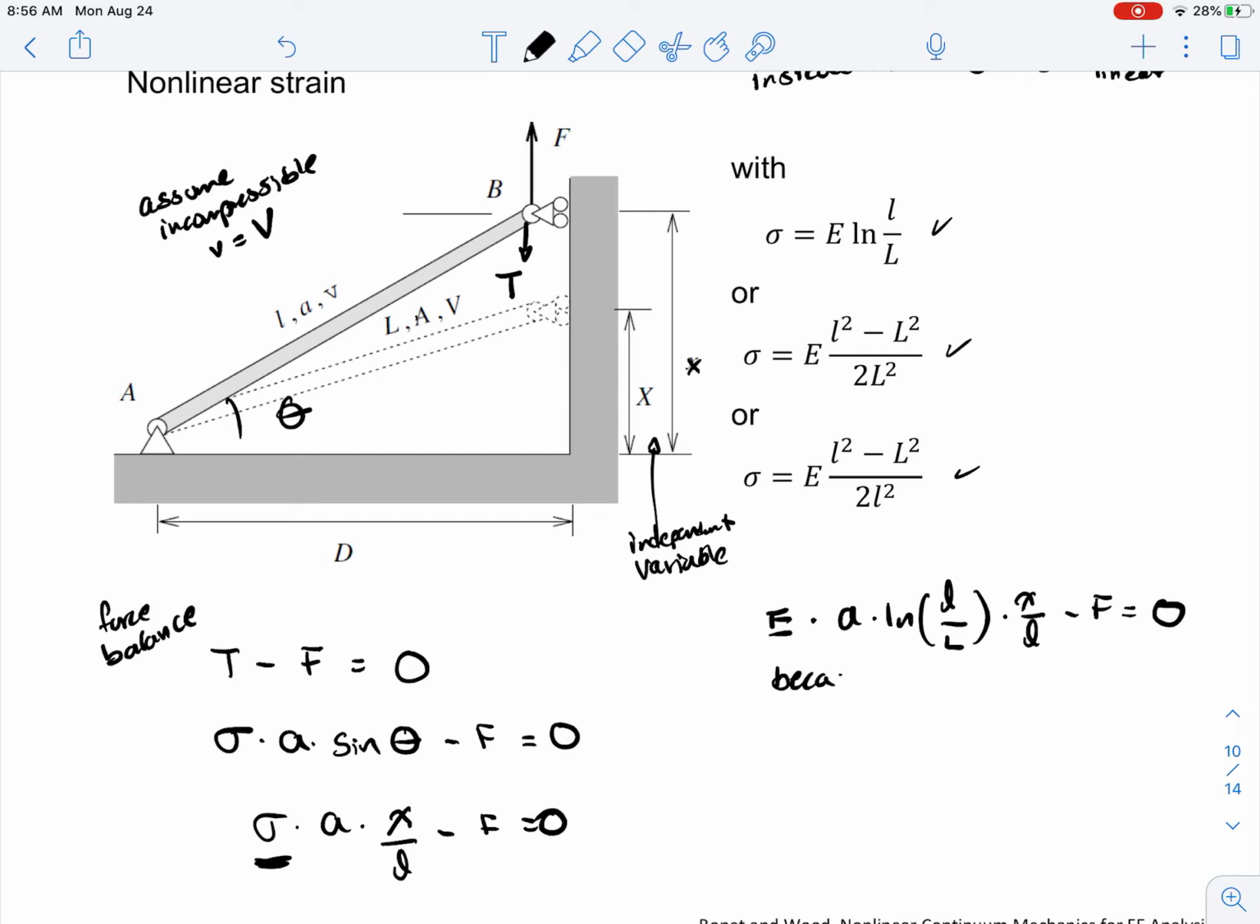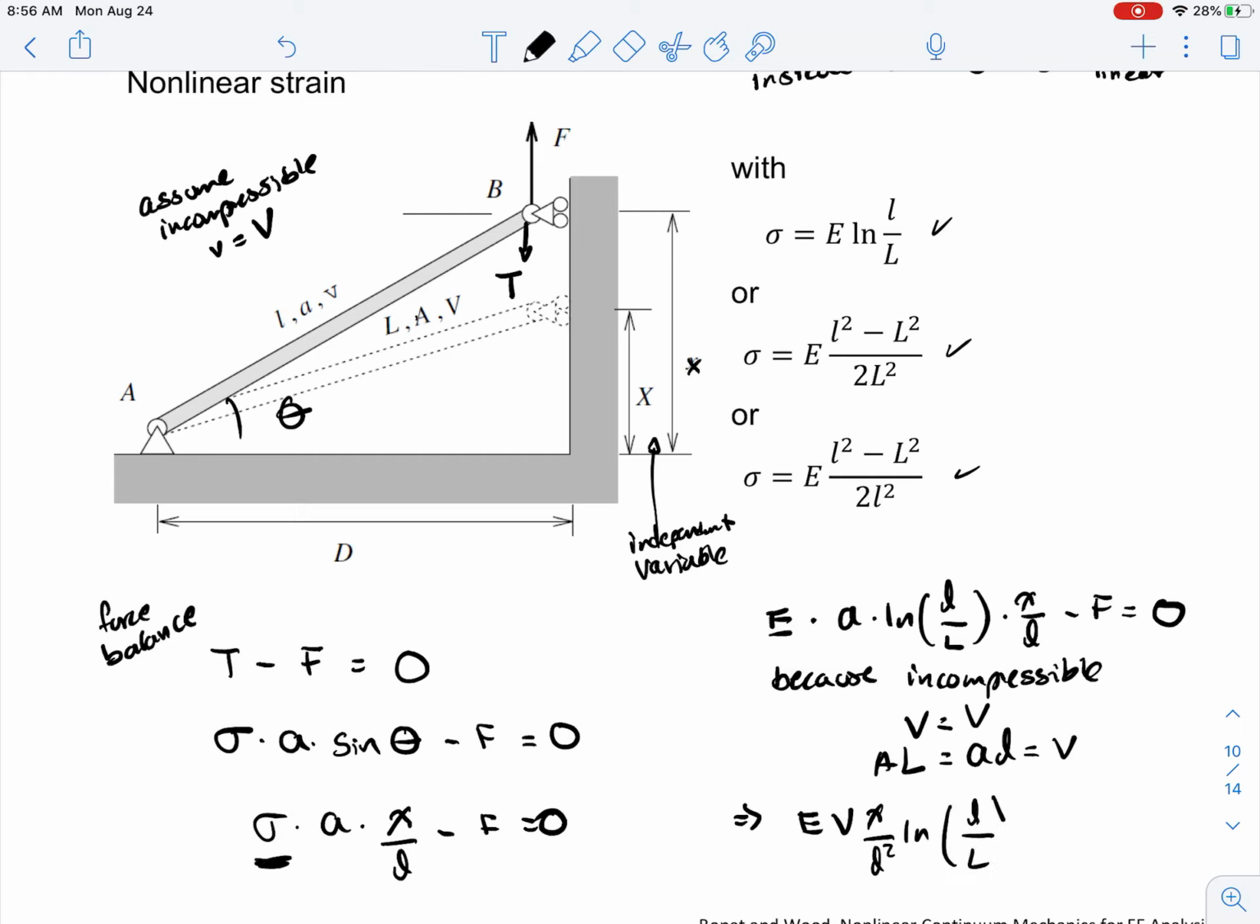Because we have incompressibility, then V equals V, right? So A L equals a l equals V. So we can rewrite it as E times V times x over l squared, logarithm of l over L, minus f equals 0. So that would be the equation.